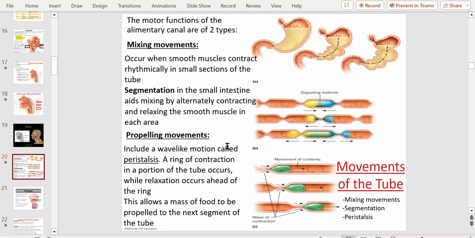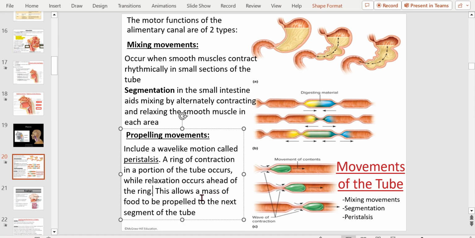As well, there's the propelling movement, including a wave-like motion. And peristalsis: a ring of contraction in a portion of the tube occurs while relaxing occurs ahead of the ring. This allows a mass of food to be propelled to the next segment. Here we're talking about the esophagus moving food around. So mixing movement, segmentation, and peristalsis.